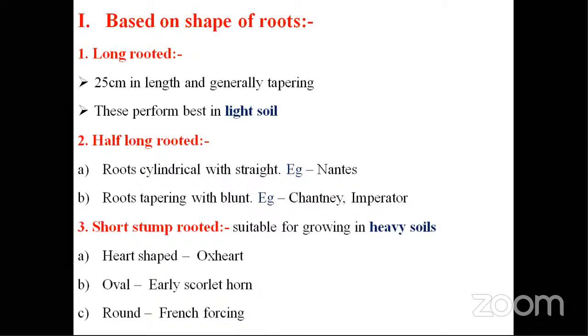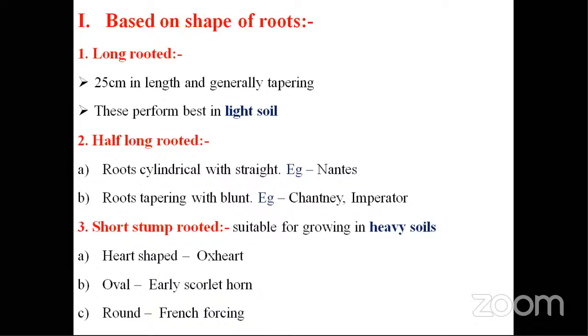Based on the shape of the roots, the carrot is classified into long, half long, and short stump rooted. In that, long means more than 25 centimeters of length. These perform best in light soils. Why light soils? Because in light soils there is more proliferation. The light soils are very porous, and hence there is more scope for the root to grow long. So these kinds of roots generally come up well in light soils, and 25 centimeters in length, that you have to remember.